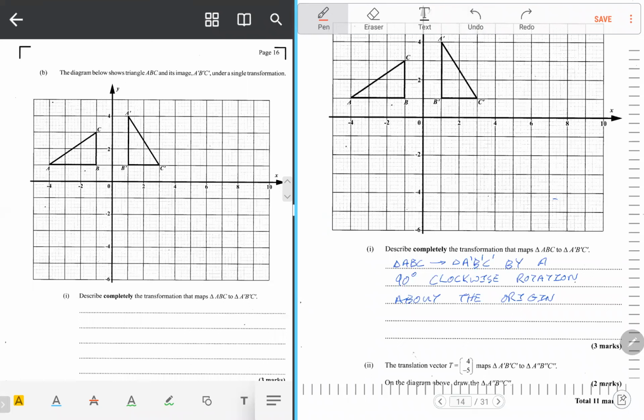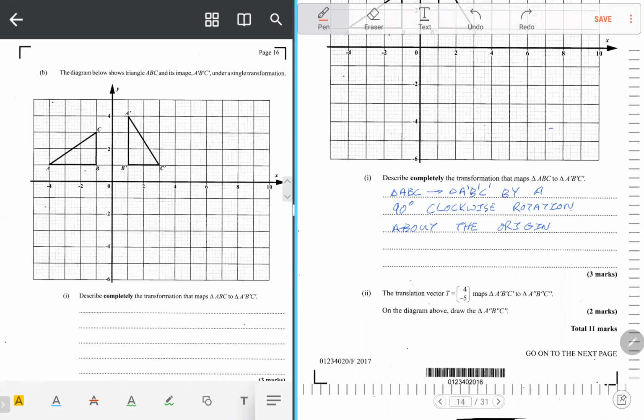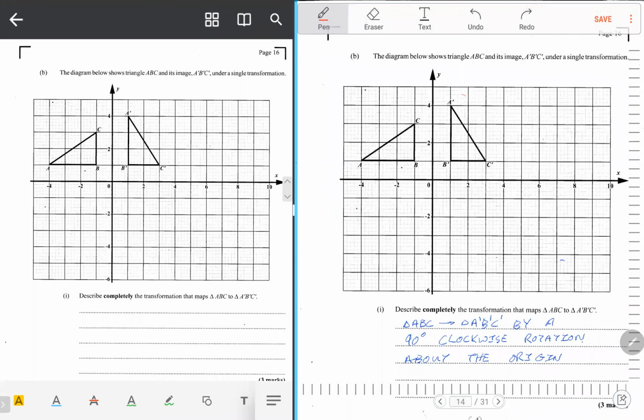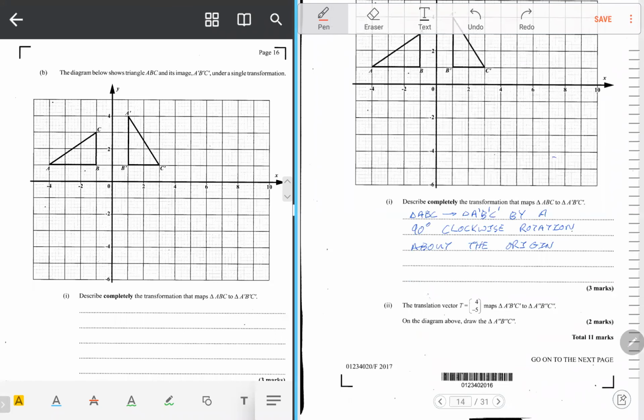And that's it. The next part now says the translation T is 4, -5. 4, -5 means 4 to the right, 5 down. And it maps the prime triangle onto a double prime triangle. All right, so it maps the prime triangle. This is the prime triangle. I'm going now to a double prime triangle using that translation. 4, -5. I must draw the double prime triangle. So in other words, we must do the construction. Just draw it. You don't need to do any calculation.